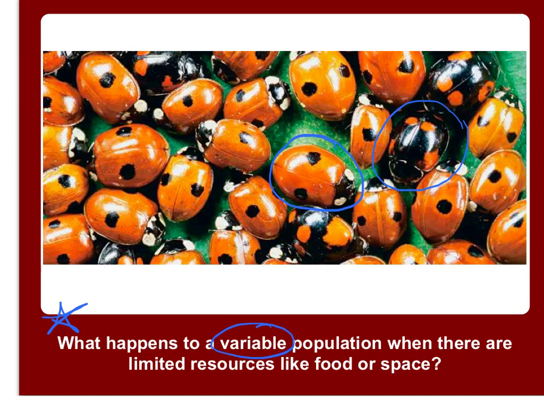Now, this is a very superficial form of variation, and we know that variation comes in quantitative and discrete varieties. But ask yourself and answer the question on your Google Doc: what happens to a variable population when there are limited resources like food or space? I'm going to pause and give you some time to think and answer that question.